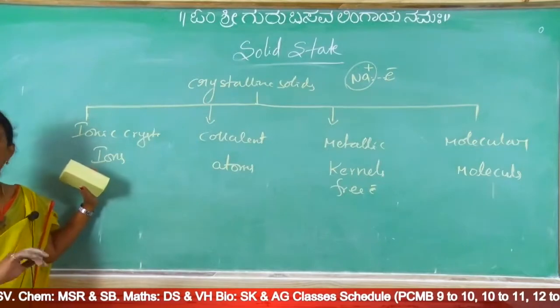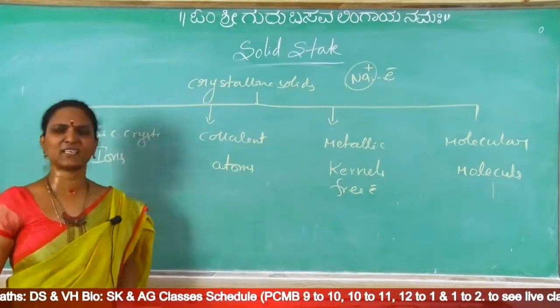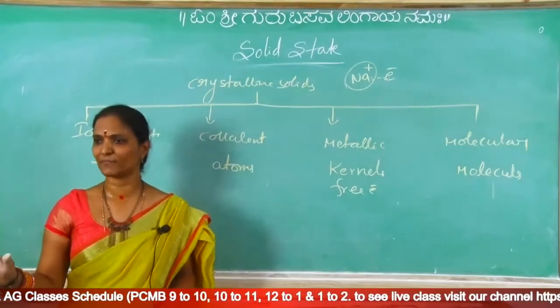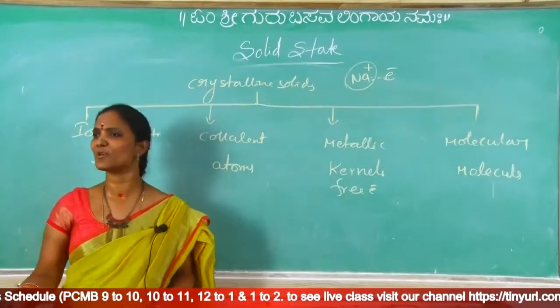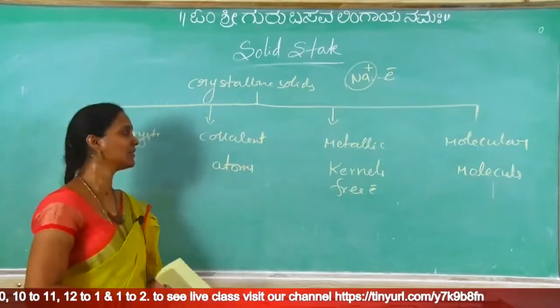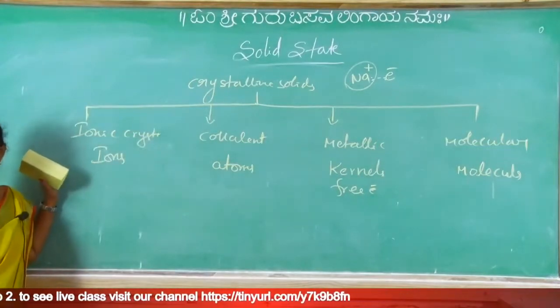This is the first point: what are the constituent particles? Many years back in KSET they gave that question: in covalent crystals, the constituent particles are what? The answer is atoms. Atoms are the constituent particles in a covalent crystal. Next, what are the interactions between these?